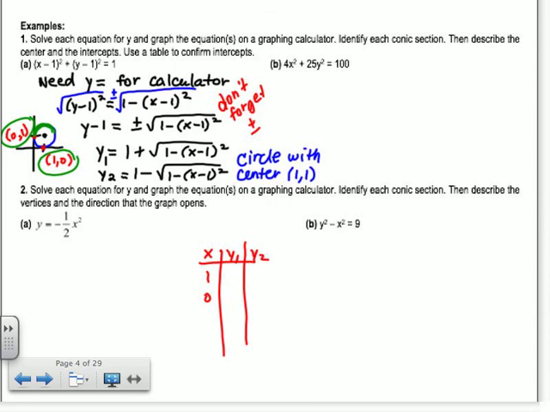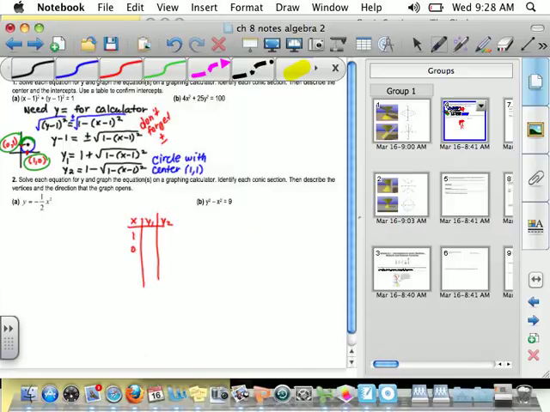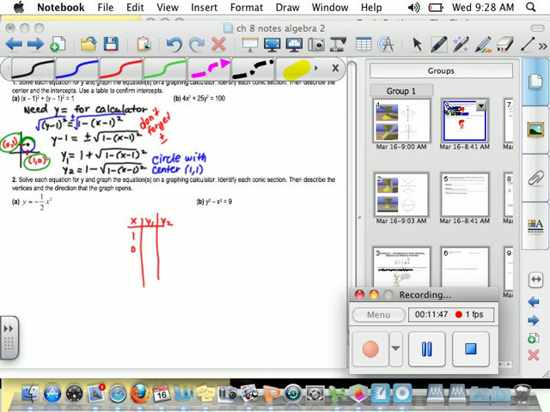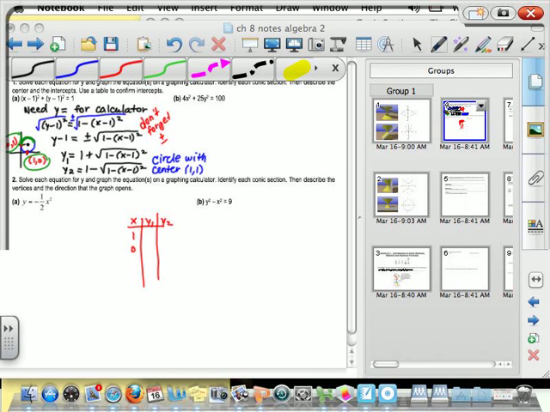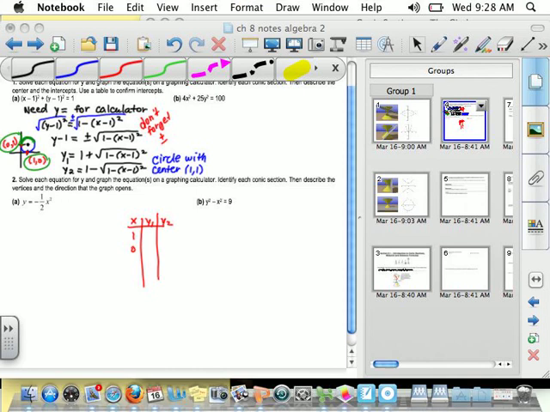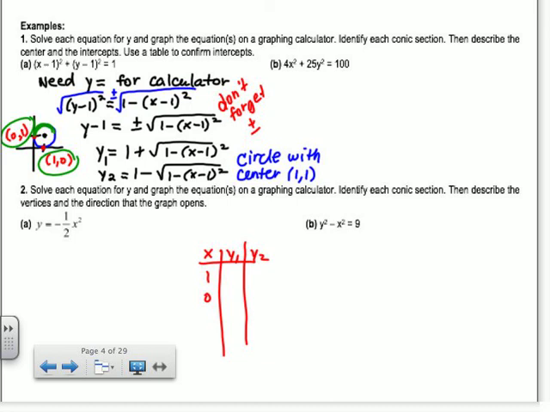Okay, so let's try the other one. So try B. For B, we're going to try to solve for y. So I'm going to subtract the 4x squared over. I get 25y squared. Divide by 25. So I get 100 minus 4x squared, all divided by 25.